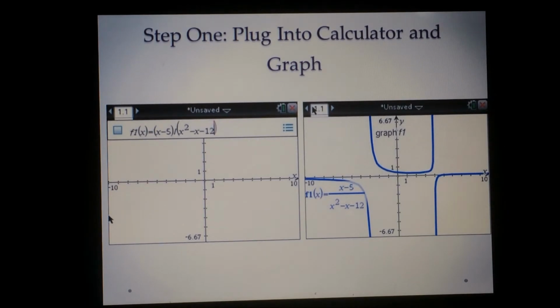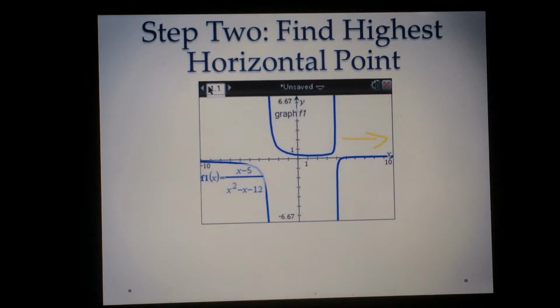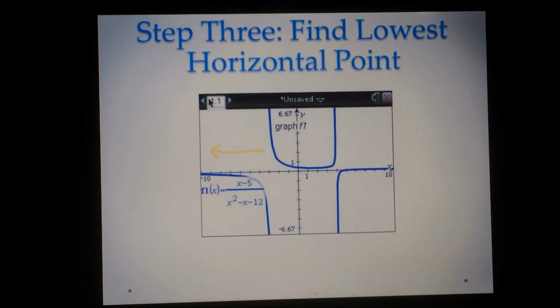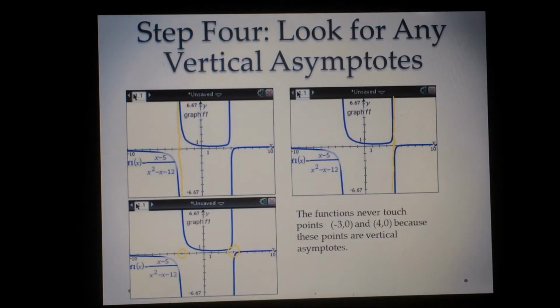Step 1. Plug into calculator and graph. Step 2. Find highest horizontal point. The highest horizontal point on this graph is positive infinity. Step 3. Find the lowest horizontal point. The lowest horizontal point on this graph is negative infinity. Step 4. Look for any vertical asymptotes. This graph contains two vertical asymptotes, negative 3, 0, and 4, 0.